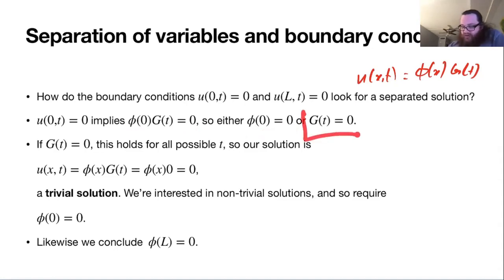So let's look at this possibility first. Can it happen? Well, if g of t is equal to 0, this has to hold for every possible t. So g of t is 0 for every possible t. That tells us that the separated solution, plug in g of t equal to 0, becomes 0. So if g of t is 0, then our separated solution is identically 0. Doesn't matter what you plug in, it's going to be 0. We call these trivial solutions, because in a sense, they trivially satisfy the heat equation, because on each side of the equation, you just get 0.